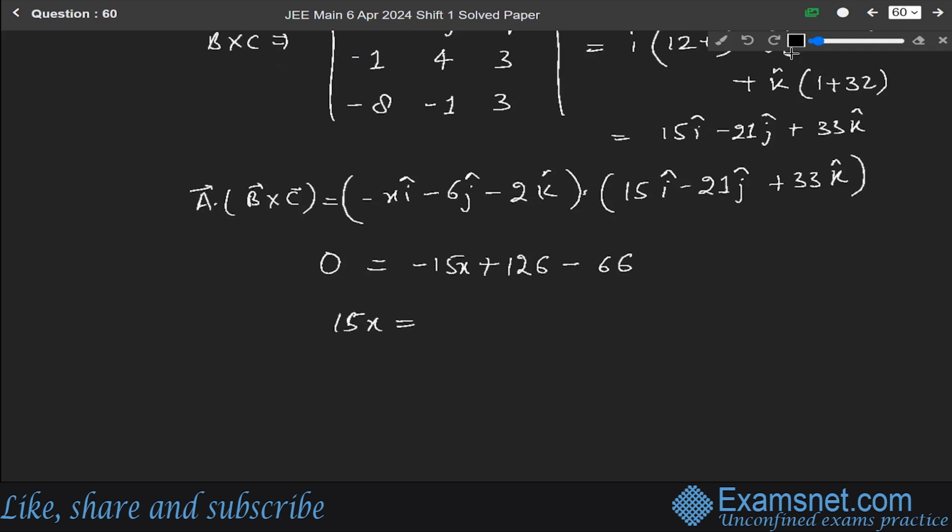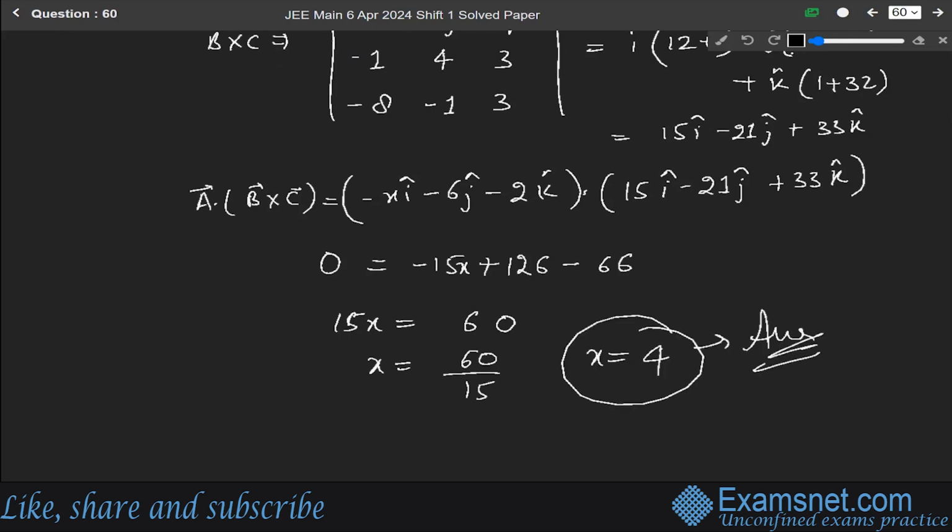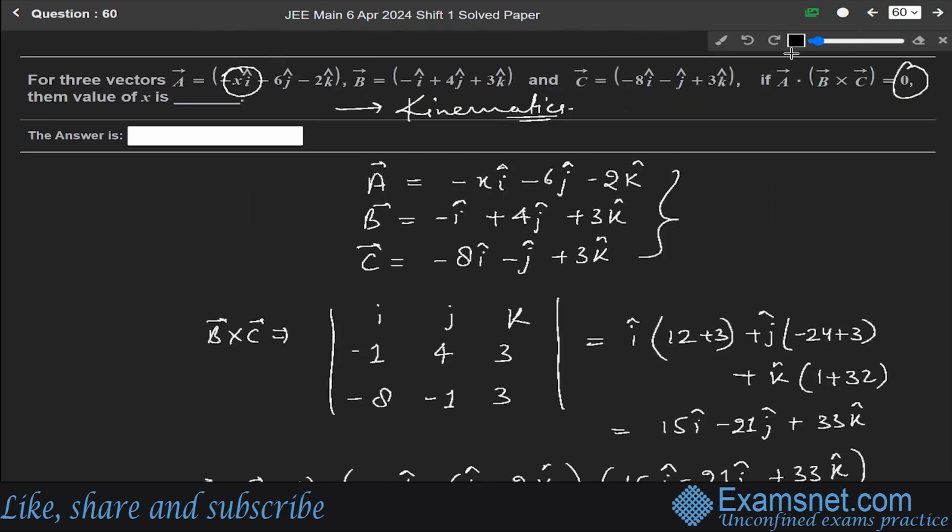So it will be 15x will be equals to 0. This is 6. So x will be equals to 60 over 15. So x will be equals to 4. This is the final answer. So the value of x is 4. Okay.